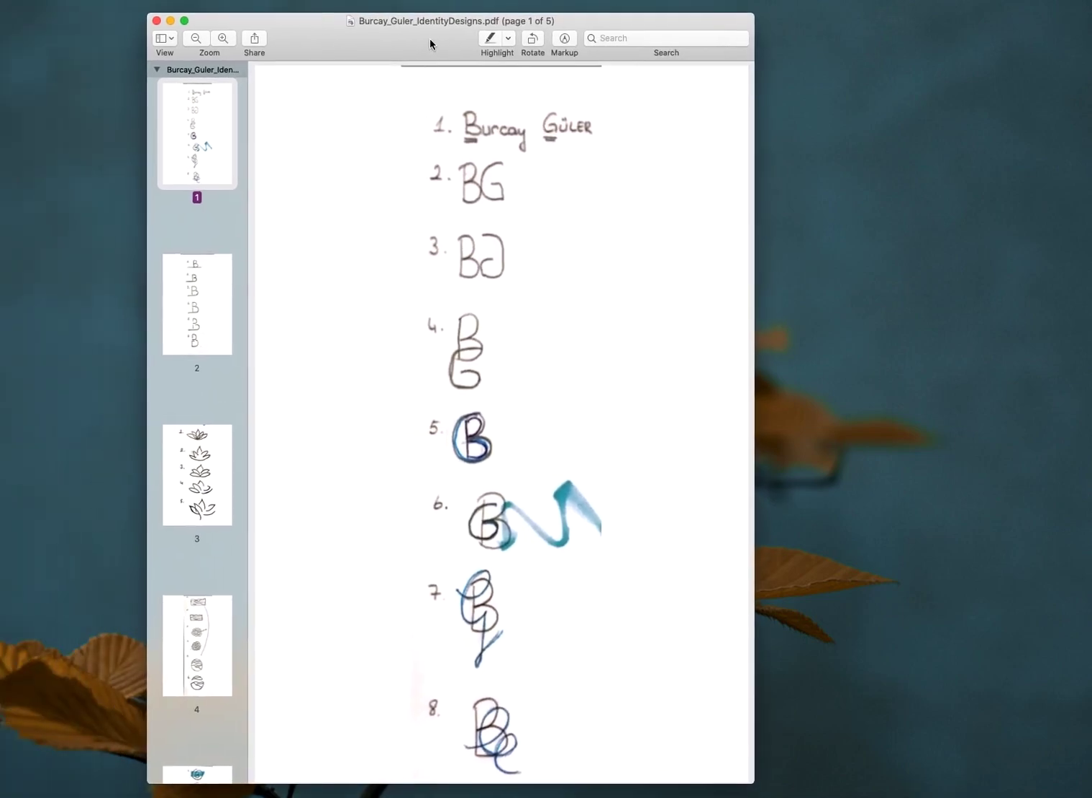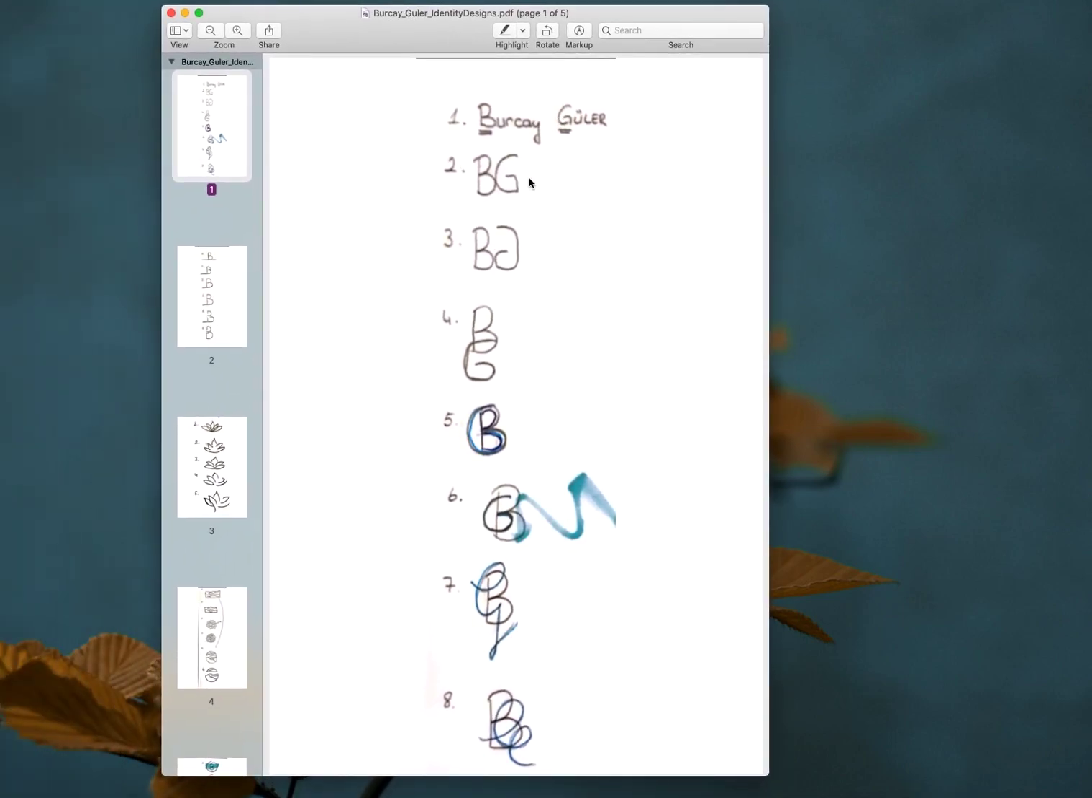Burcay, I think, by the way, when you put the B and the G like that, there's a brand called BG, so it looks too much like it. But now here you have something interesting. I think the first idea of how the B might fit into the G, but of course there's an unnecessary line here. You have to erase it somehow. The G goes like that and turns here. But this is like the first step towards an idea.